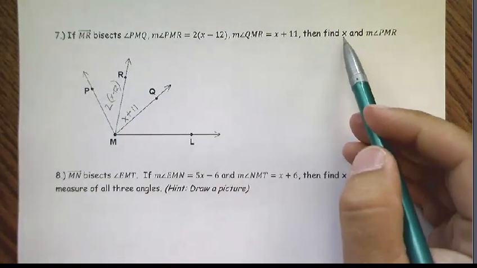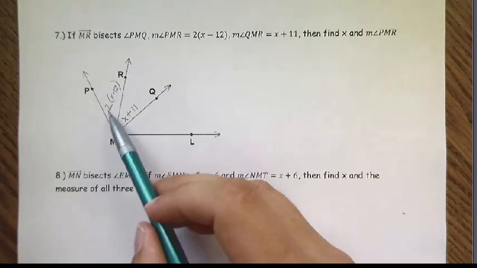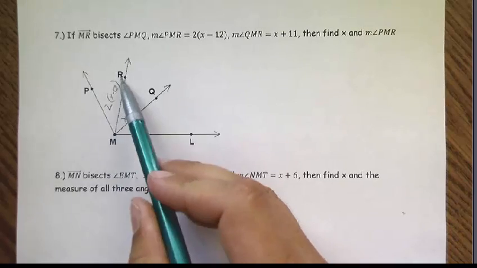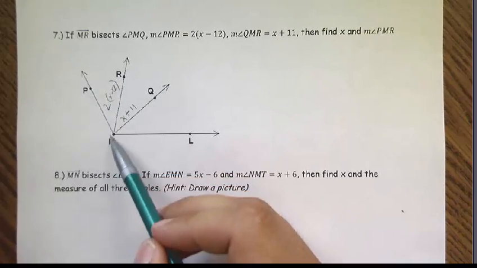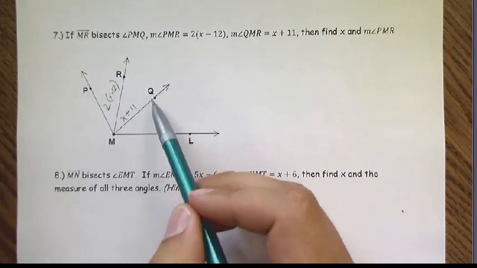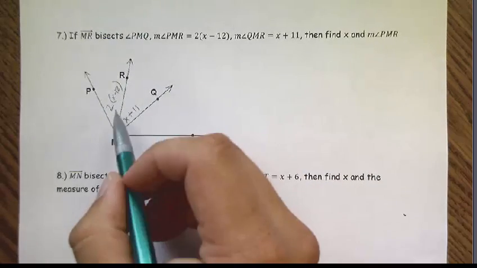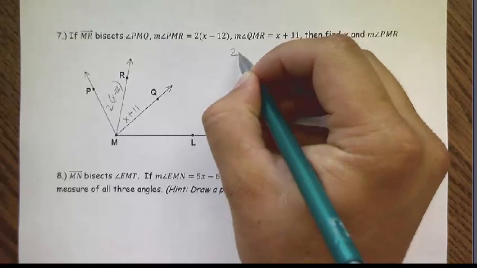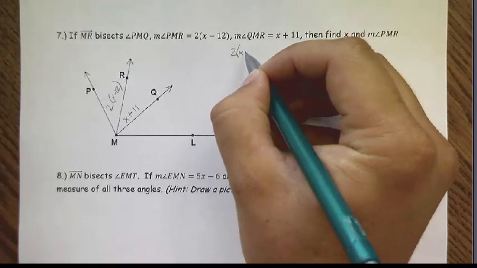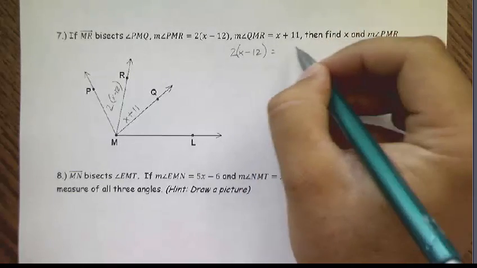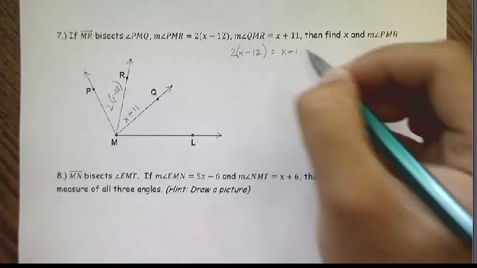Find x, just like we did in the last problem. So we have to find our value for x and our measurement of PMR. Okay, just PMR. We're not doing the full length, not PMQ, but just PMR. So the first thing we do is let's solve for x. We have 2 times the quantity of x minus 12 is equal to x plus 11.